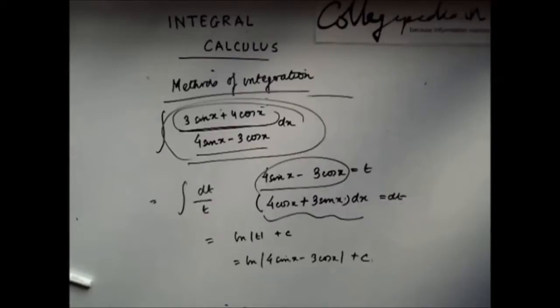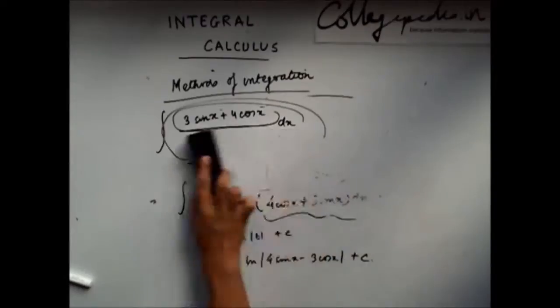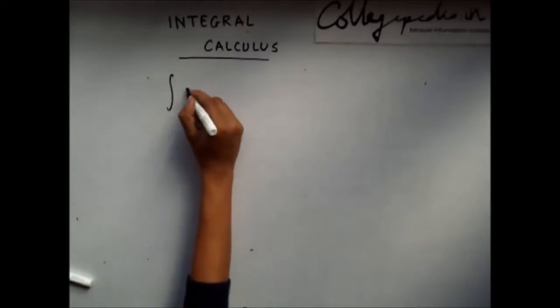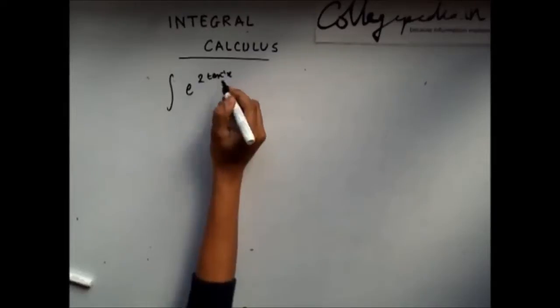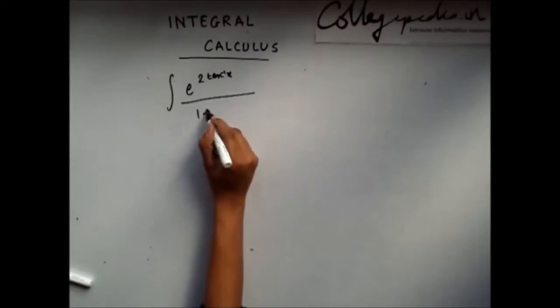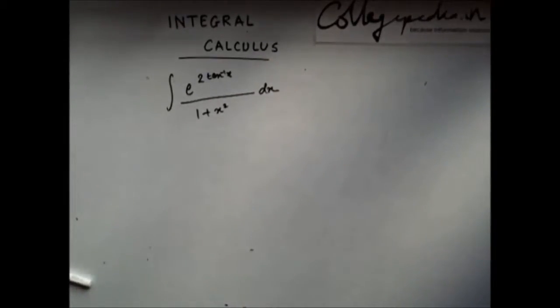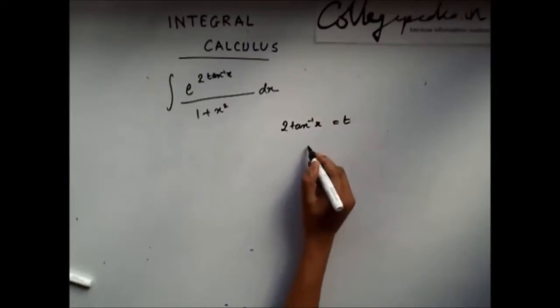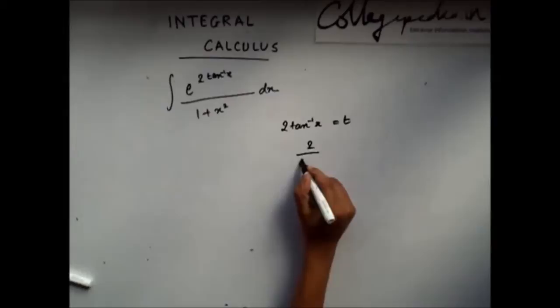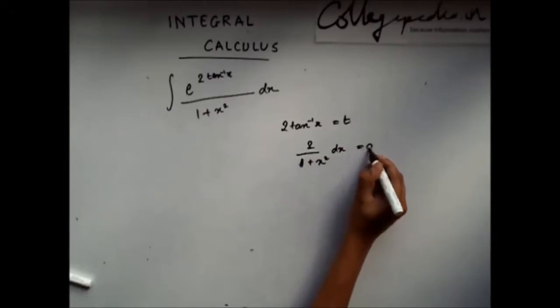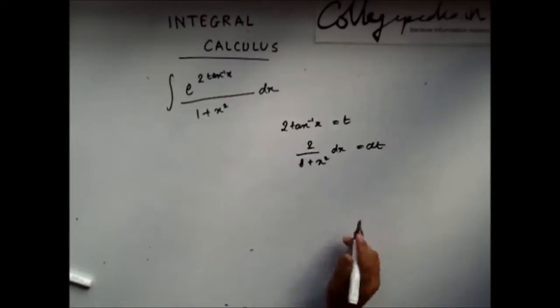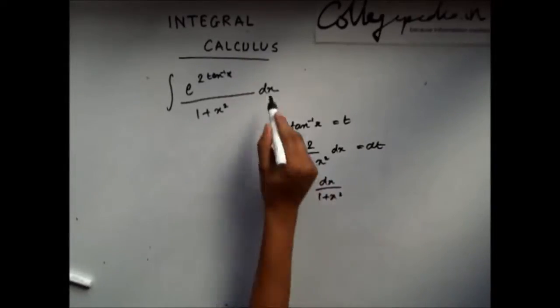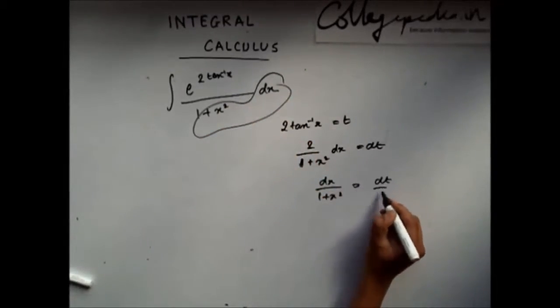Okay. Now, let's take another example. Integrate 2 tan inverse x divided by 1 plus x square dx. In this case, again, I'll take 2 tan inverse x as t. So, if I differentiate both sides, I'll get 2 divided by 1 plus x square dx as dt, or dx by 1 plus x square as dt divided by 2.